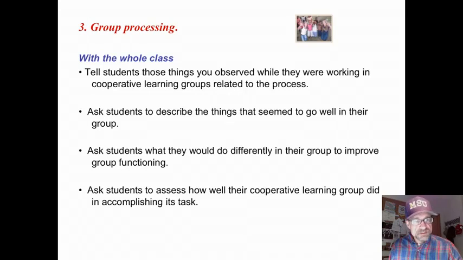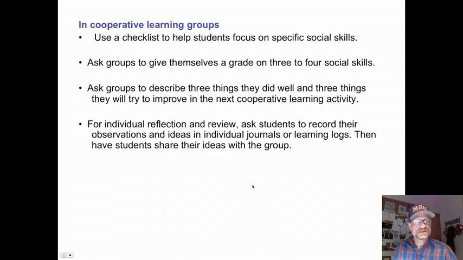Off on a tangent. Group processing. Somehow, you want to, in large group or individually, take time at the end to see how things went. You are reviewing and reflecting with the whole class. Tell them things you observed while working in cooperative learning groups. I saw this group do that well, that group do that well. Ask students to describe the things that seem to go well in their group. Ask them what they could do differently in their group, and this is a large group conversation. Ask students to assess how well their cooperative learning group did in accomplishing the task.